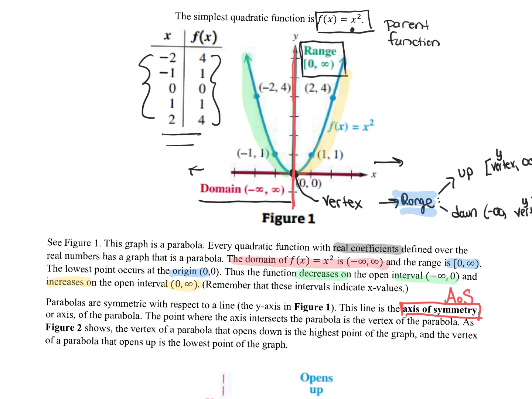So for example, this dot right here is over 1 and up 1. So there's another dot on the other side that goes over 1 and up 1. This next dot is over 2 and up 4. So there's a dot on the other side that does the exact same thing, over 2 and up 4. They're symmetrical.